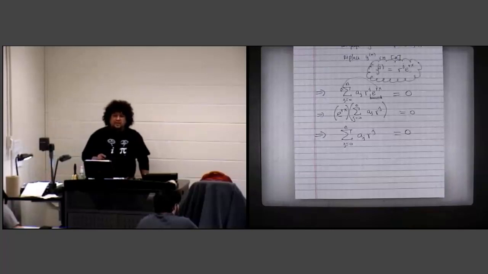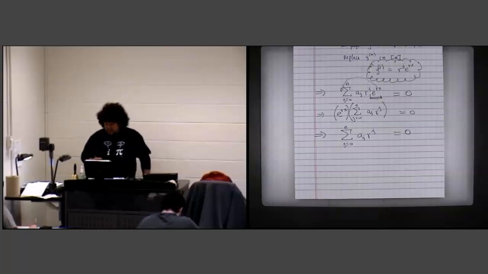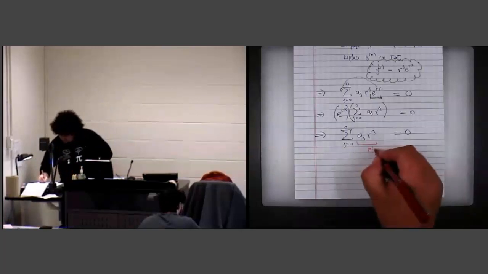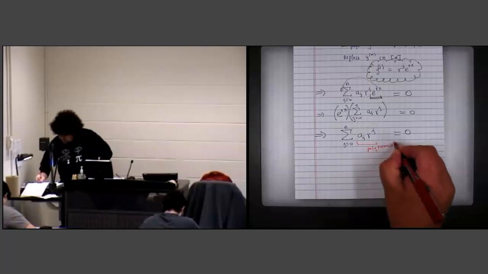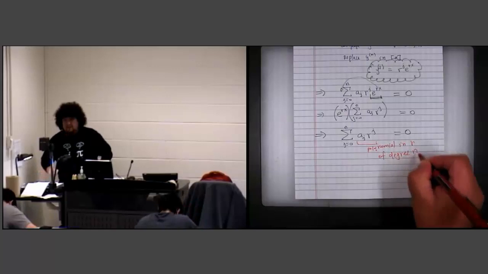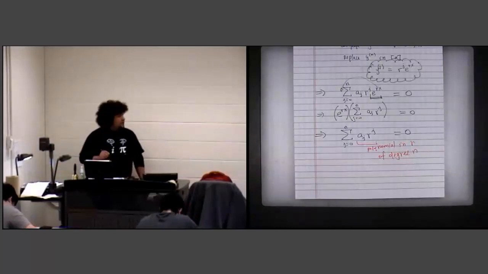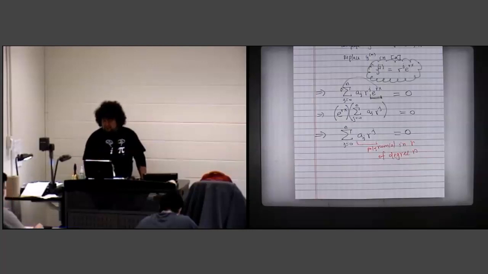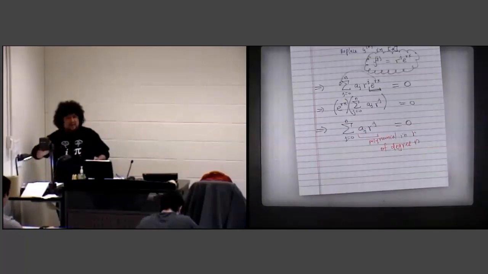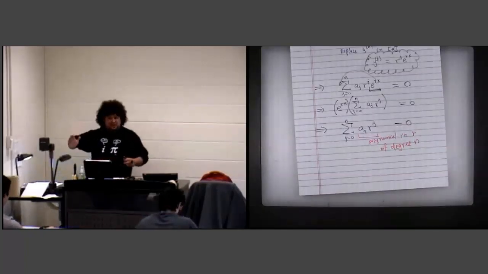That is a polynomial in r. The a sub j's are assumed to be constants, the so-called constant coefficients. Now this is a polynomial in r of degree n. A polynomial of degree n in r, where r is the variable of that polynomial. This polynomial is then the so-called characteristic equation.